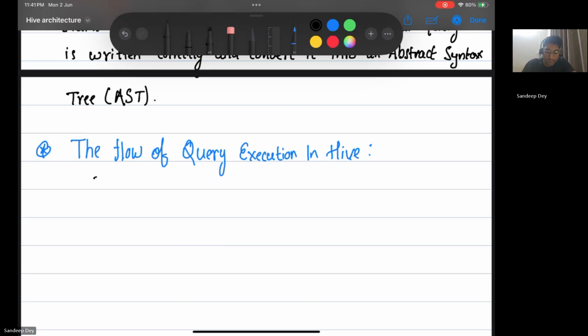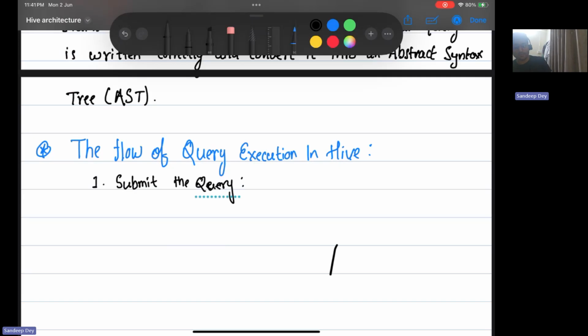First, submit the query. You start by submitting a HiveQL query using a tool like Hive CLI or Beeline. This is your entry point in the Hive ecosystem. You already mentioned it. The first step.